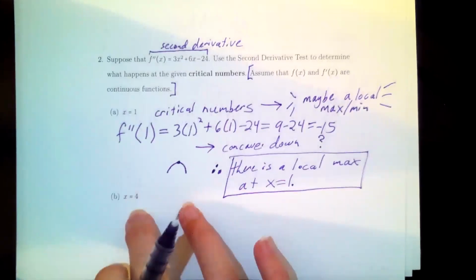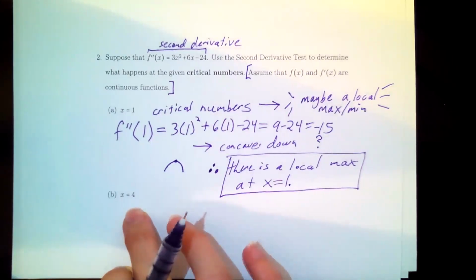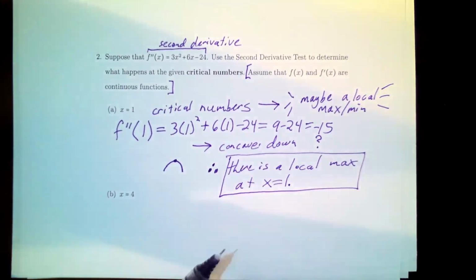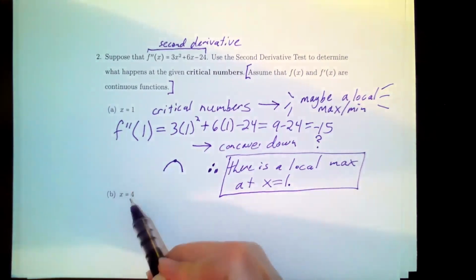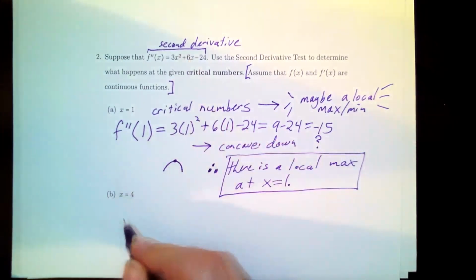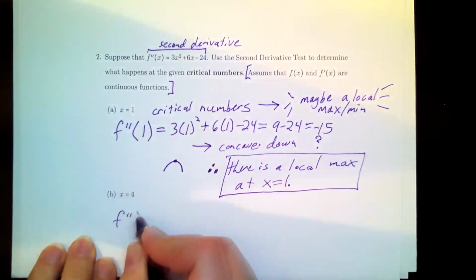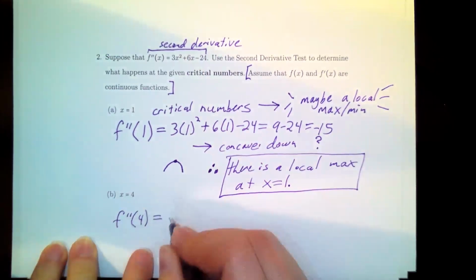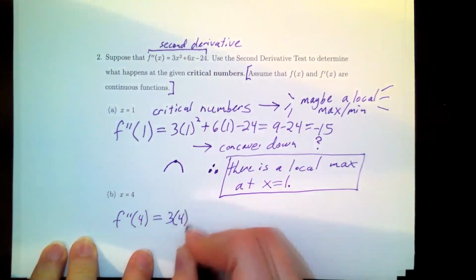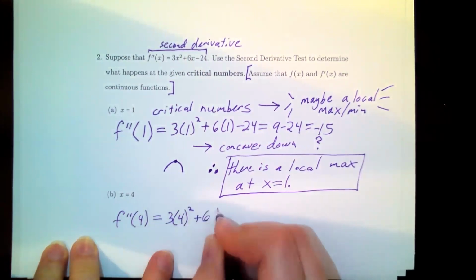Okay, next up. They're telling me x equal 4 is a critical number. And I'm going to do the same thing I just did. I'm going to plug that thing into my second derivative and see what happens. I'm going to use that second derivative there to tattle about the shape of my curve going on at 4.